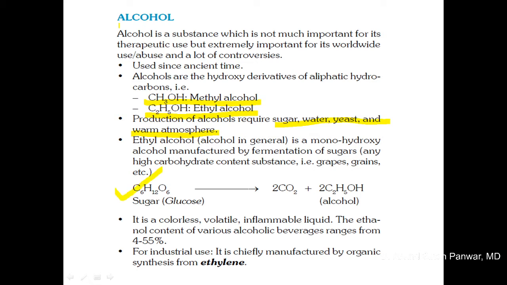You see here that sugar, C6H12O6, gets converted into two molecules of carbon dioxide and two molecules of alcohol when fermented. It is a colorless, volatile, inflammable liquid. The ethanol content of various alcoholic beverages ranges from 4% to 55%. For industrial use, it is chiefly manufactured by organic synthesis from ethylene.